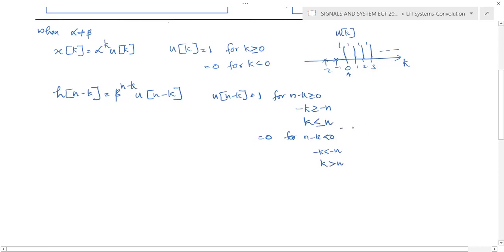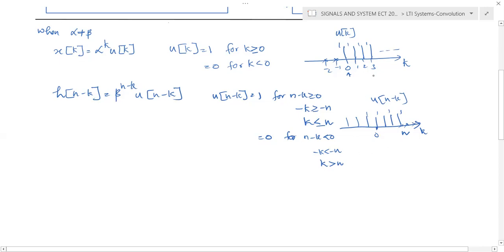So if you observe the graph, this is k, the variable is k, here it is 0, and we need to plot u of n minus k. In this particular case, we don't know the value of n. It can be positive or negative. Assume that n is positive and it's somewhere here. If k is less than or equal to n, means towards the left side, the signal magnitude is 1. And for k greater than n, it's 0. That's the meaning of k greater than n.